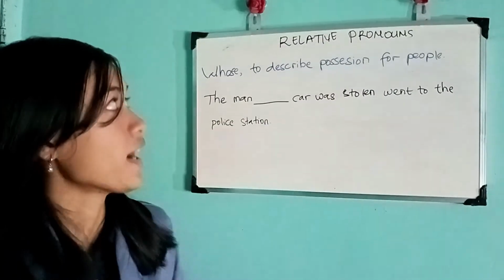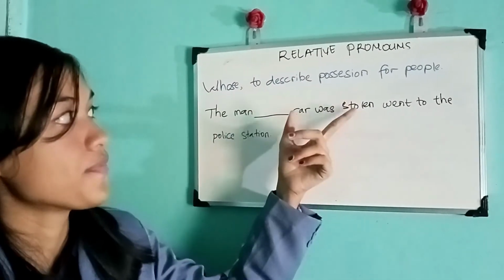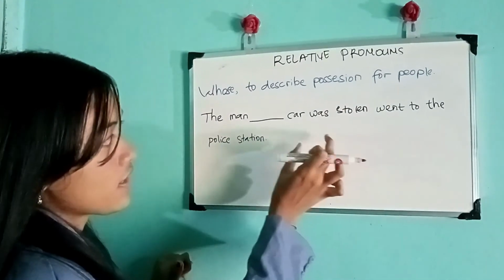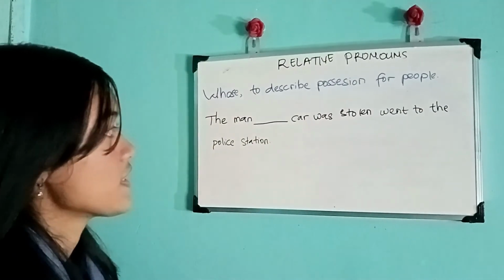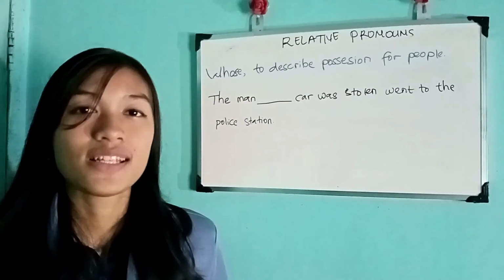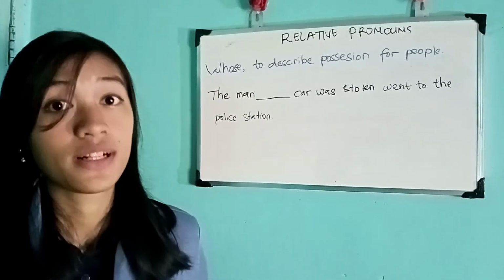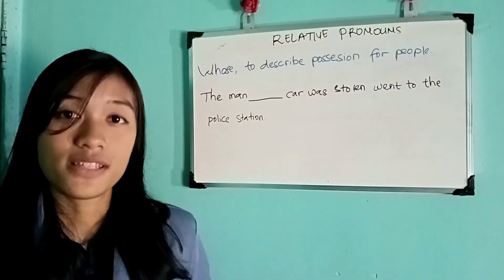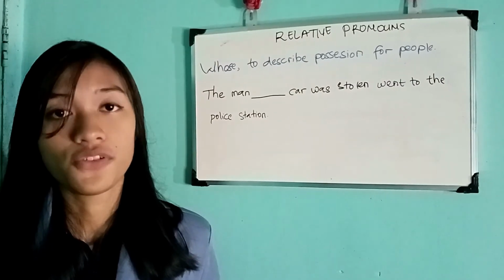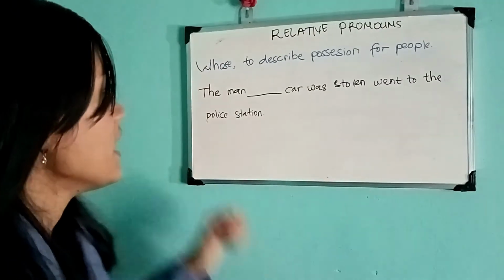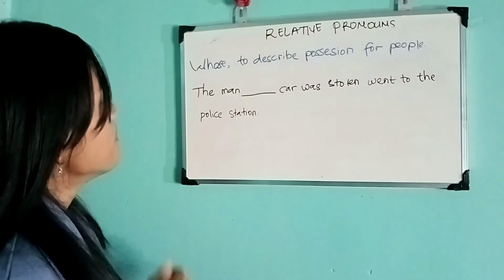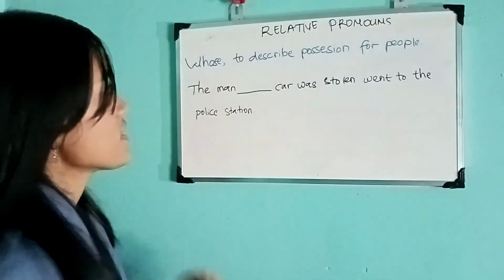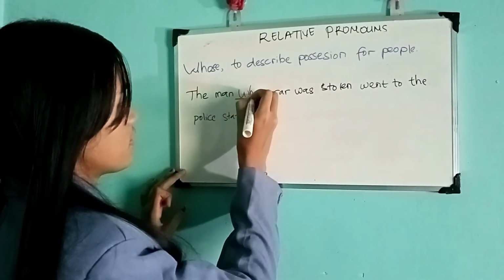And next, relative pronoun whose to describe possession for people. For example, the man blank car was stolen went to the police station. Whose is always the subject of the relative clause and cannot be left out. It replaces a possessive and can be used for people or things. In this case, the relative pronoun describes possession, so we use whose.